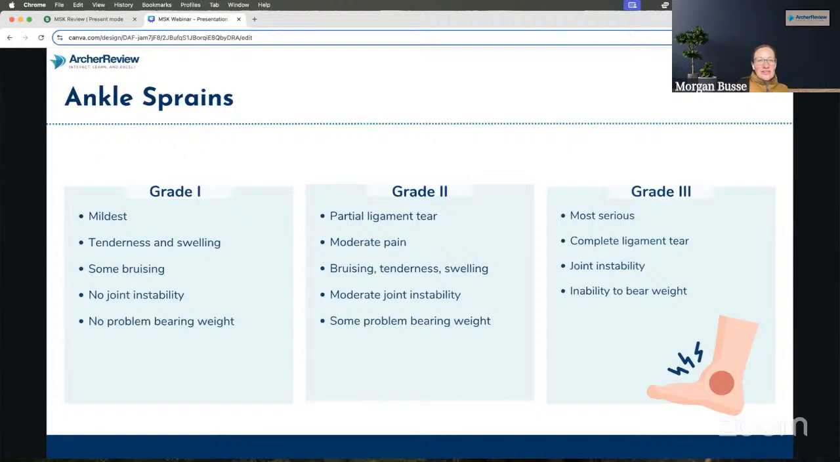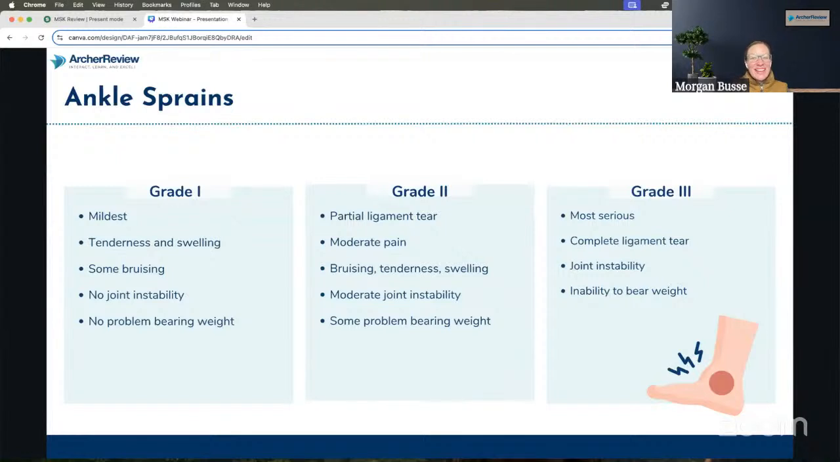Ouch, ouch, ouch. It hurts. And then we grade them based on that. You can have an everted injury where you would have more of that medial ligament injury happening, depending on how the foot turned and what the pressure was. So always ask about the mechanism of injury.